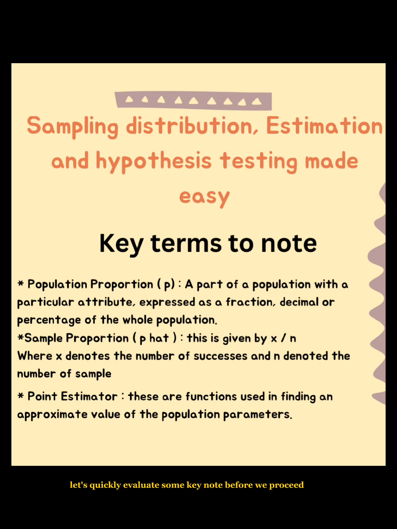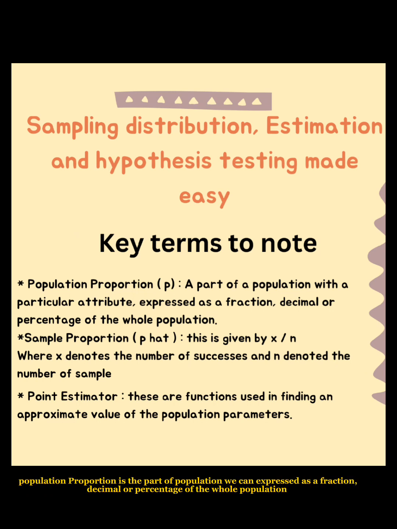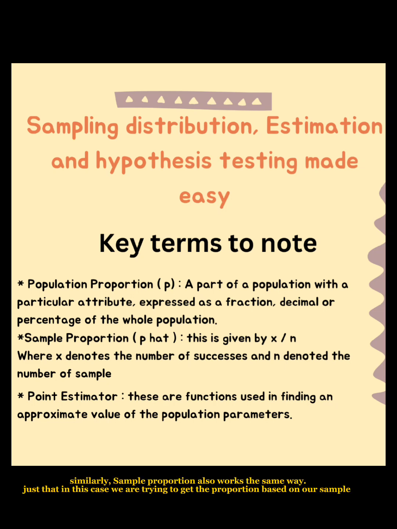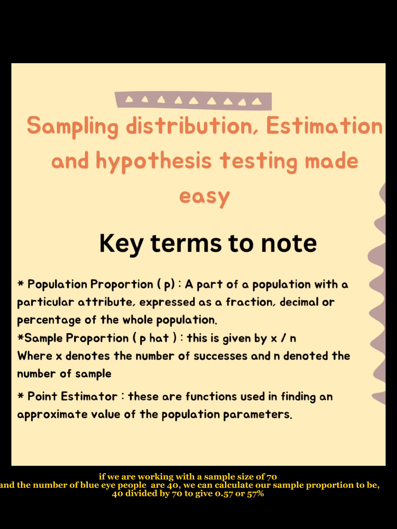Let's quickly evaluate some keynotes before we proceed. Population proportion is the part of the population we can express as a fraction, decimal or percentage of the whole population. For example, if 250 people have blue eyes out of 1,000 population, the population proportion can be given as 250 divided by 1,000 to give 0.25 or 25%. Similarly, sample proportion works the same way, just that in this case, we are trying to get the proportion based on our sample. If we are working with a sample size of 70, and the number of blue-eyed people is 40, we can calculate our sample proportion to be 40 divided by 70 to give 0.57 or 57%.